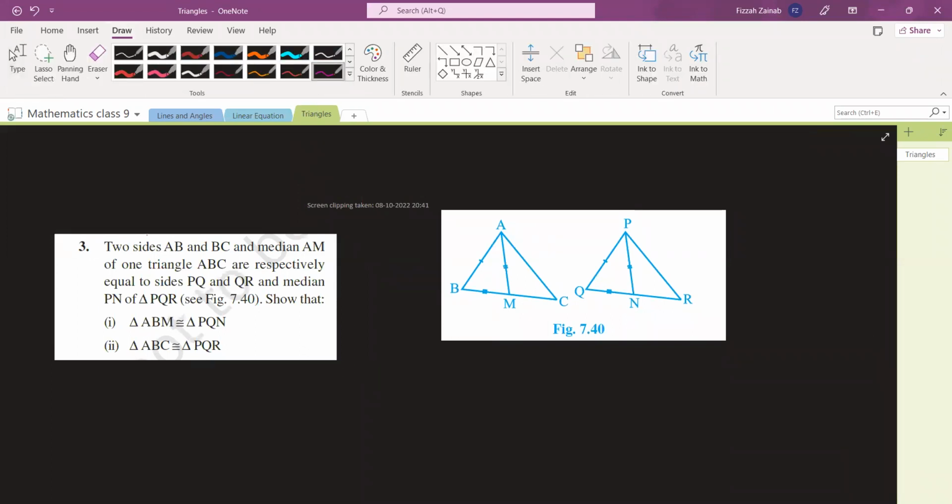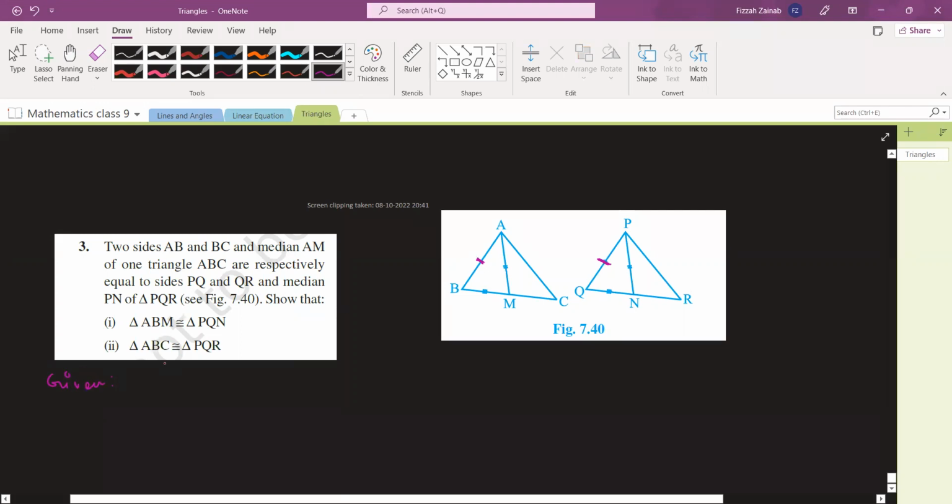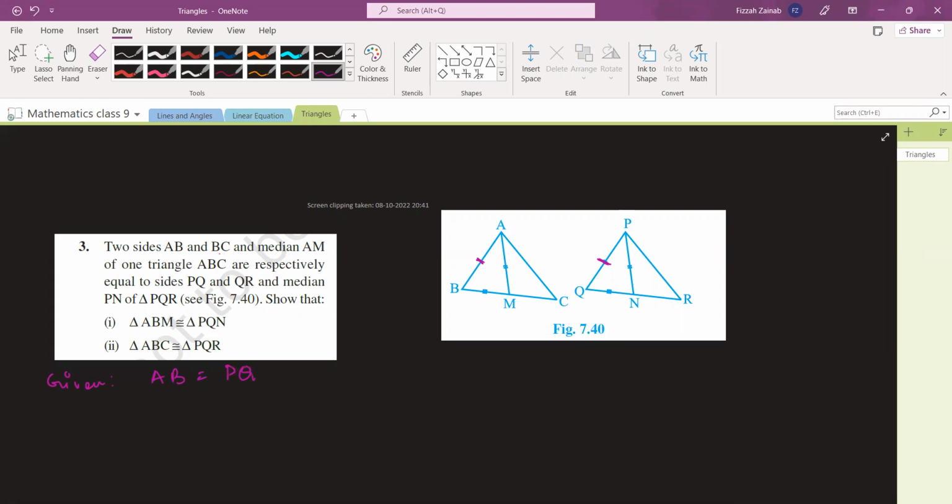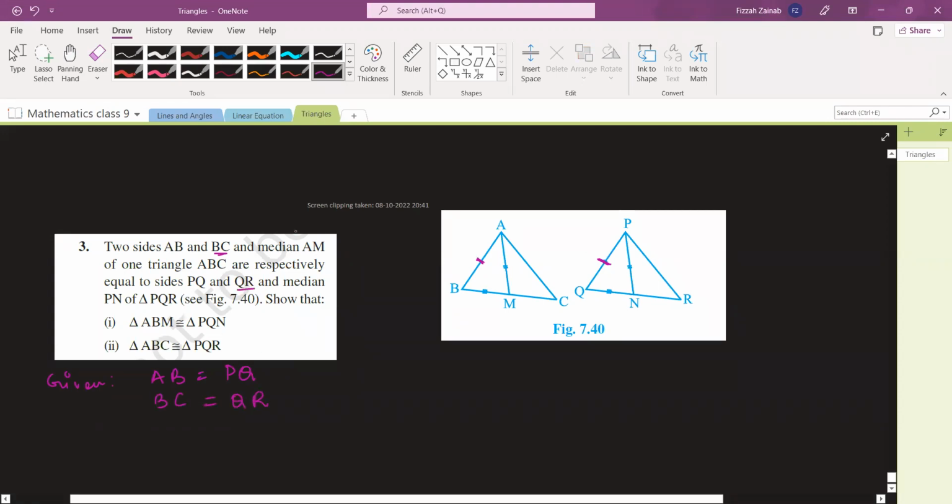So here's the question: two sides AB and BC, and median AM of one triangle are respectively equal to this. So basically this side is equal to this side, it is given, right? Write down whatever is given here. First of all, AB is equal to PQ, and BC is equal to QR, and the median AM is equal to PN. So these three sides are equal.